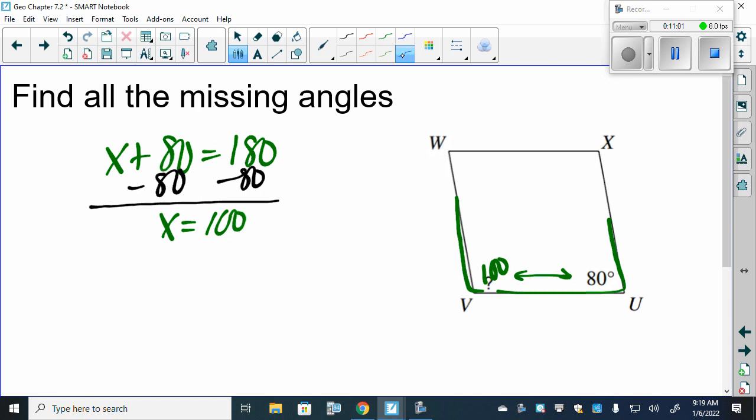Now, I didn't ask for this, but what would be the measures of angle W and X? X would be 100 and W would be 80, because again, opposite angles in a parallelogram are congruent. And all of these here, even though we don't have the two parallel lines drawn in, they are going to be quadrilaterals or parallelograms.